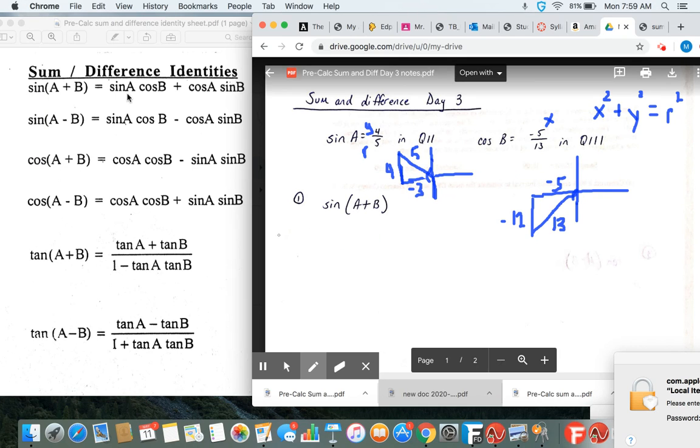So the identity tells me to take the sine of angle A. Well, the sine of A is 4/5. And it's going to be times the cosine of B. The cosine of B is -5/13. And then just following the identity, it's now plus the cosine of A times the sine of B. The cosine of this angle would be x over r, so it would be negative 3/5.